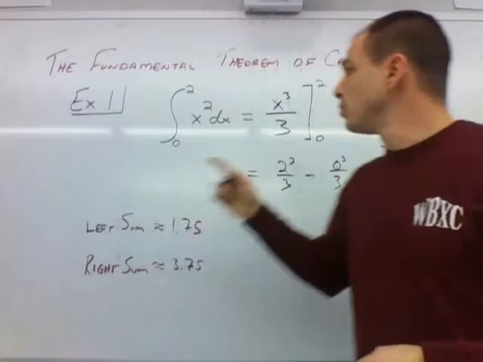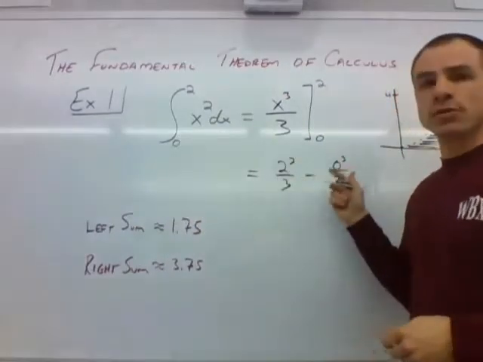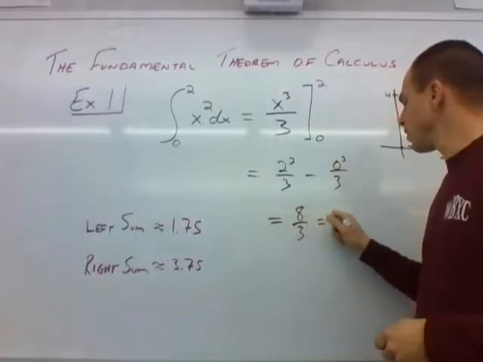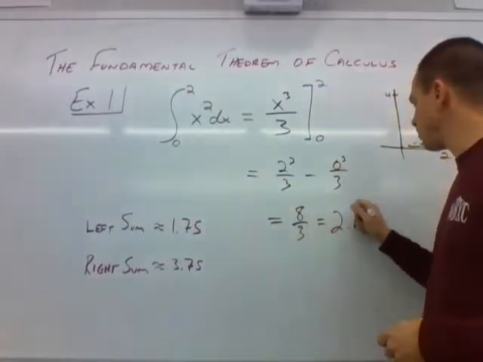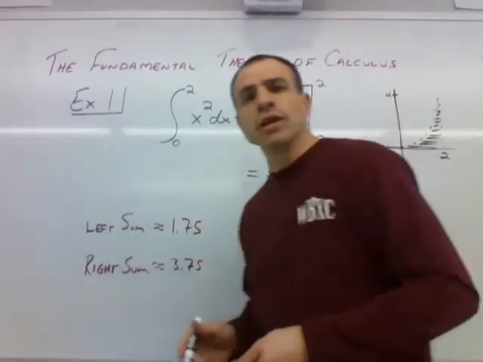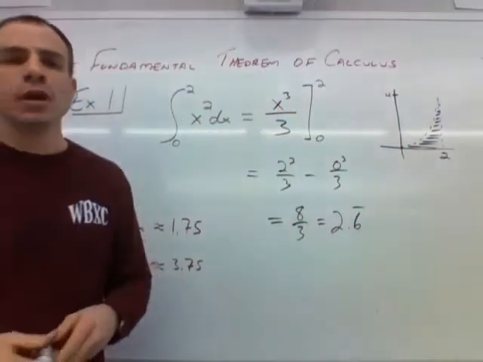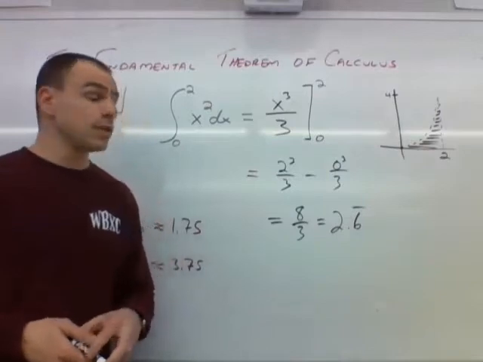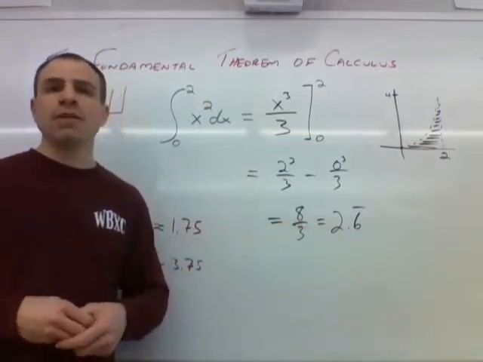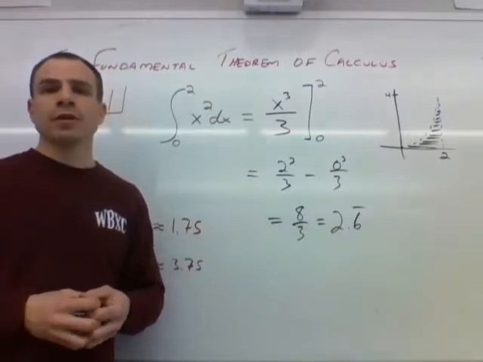Well, 2 cubed is 8, 0 cubed is 0, so we end up having 8 over 3, or 2 and 0.6 repeating, 2 2/3. We can see that that is the exact value. It's pretty close to right in between our two sums, which we knew were just approximations, but that is the exact answer. And that's the power of the definite integral and the fundamental theorem of calculus.